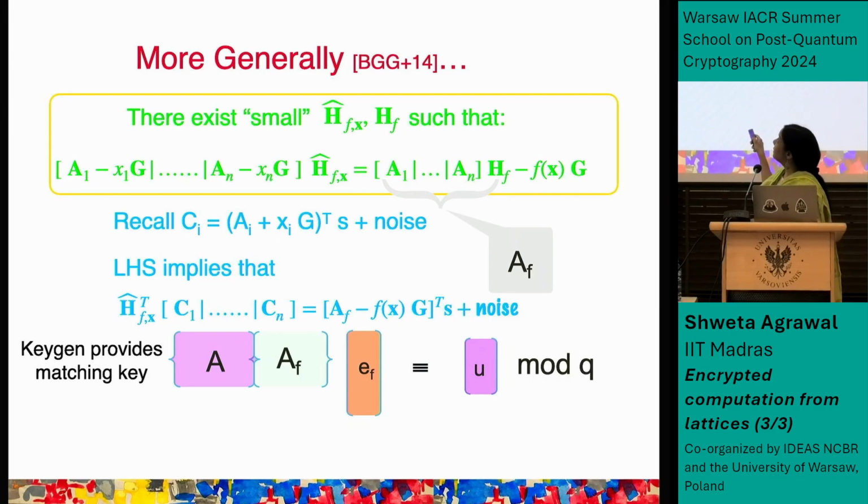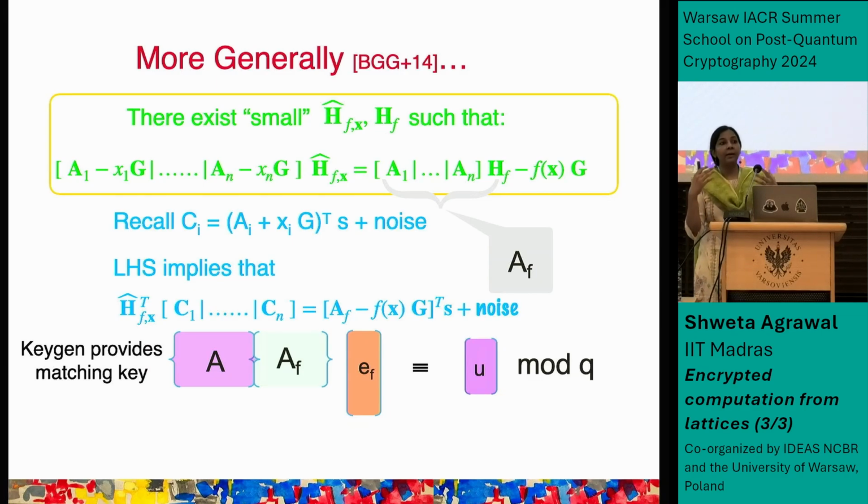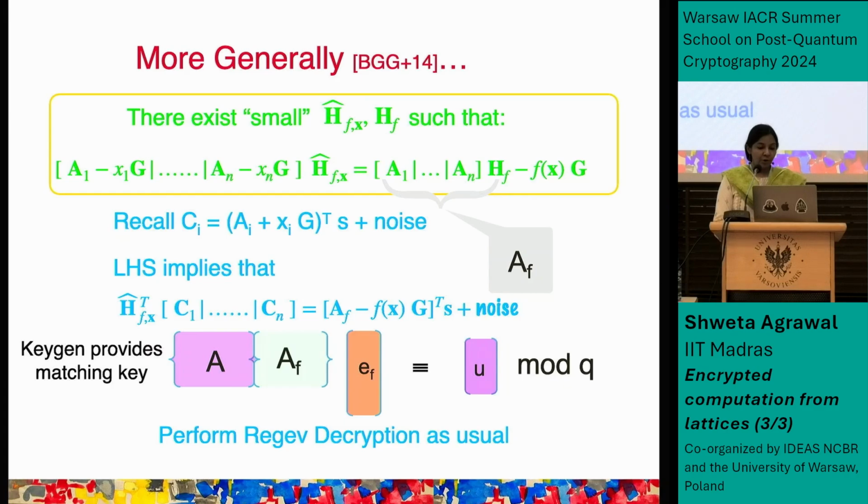So, we saw this yesterday, right? That basically these encodings times a low norm matrix allow me to get A sub f, some encoding of the function on the matrices minus f of x G. So when f of x is 0, this whole term goes away. This term becomes, let's just call it A sub f. And this is something for which the key generator can give me a key. Okay, so I can manipulate the encodings to hit the matrix that the key generator encoded f in. And this allows me to perform Regev decryption. So let's stop here.